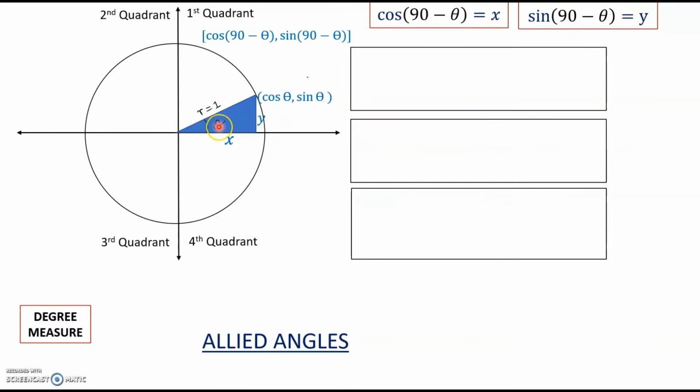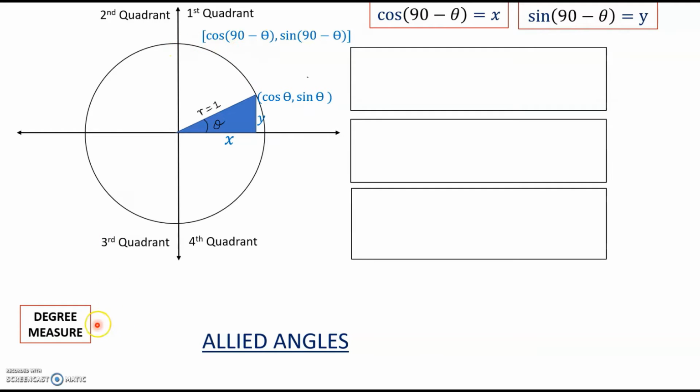We're going to extend this definition to allied angles. When I say allied angles, I'm replacing theta with 90 minus theta, which means I'm associating this angle with respect to this 90 degrees here.